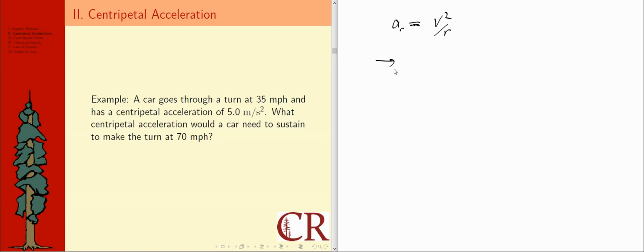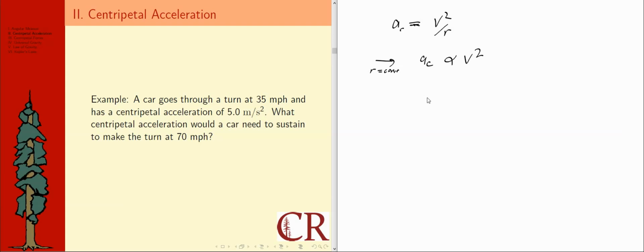So maybe I can say, if r is equal to a constant, then that implies that the centripetal acceleration is proportional to the speed squared. Oh, so maybe we can do this in terms of proportions, right? Because it went from 35, with a centripetal acceleration of 5 meters per second squared, and then it doubled to 70. So I think that means it would have to quadruple the acceleration, and 5 times 4 is 20. So I'm saying 20 meters per second squared.